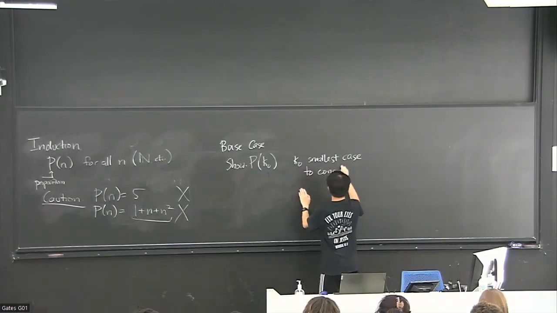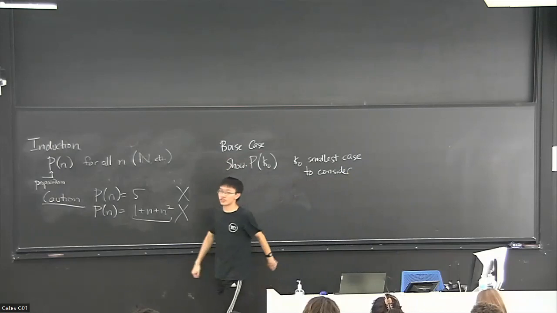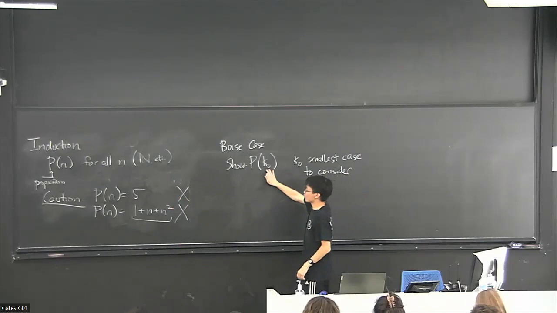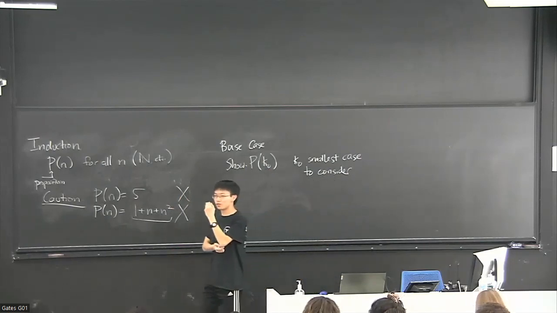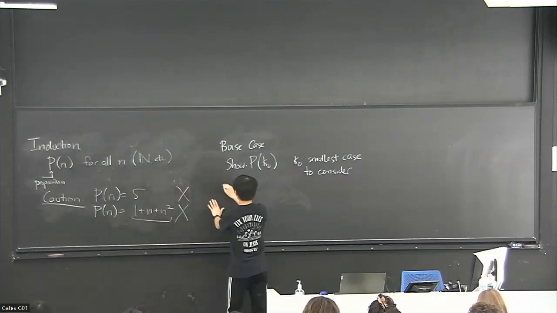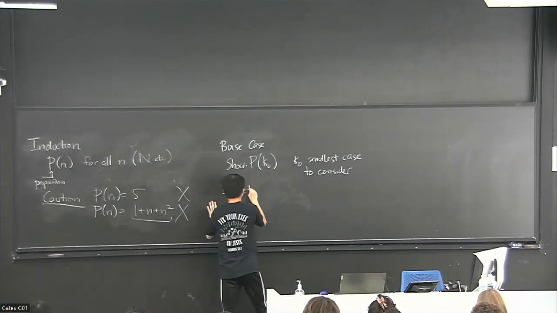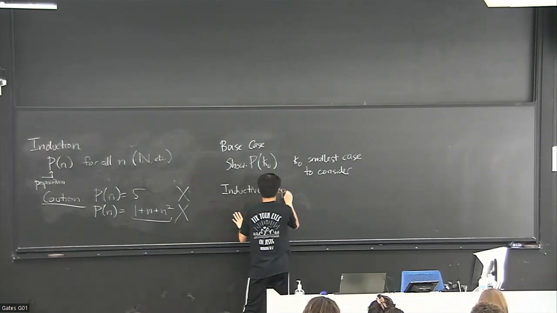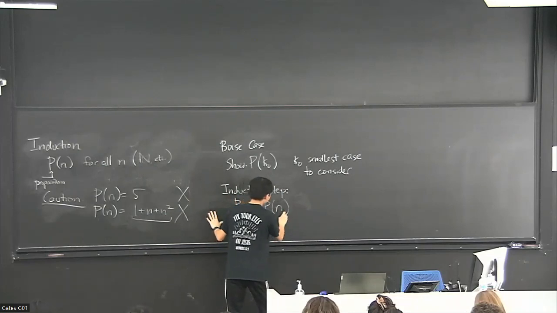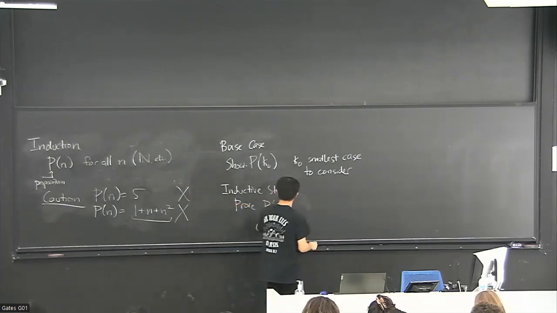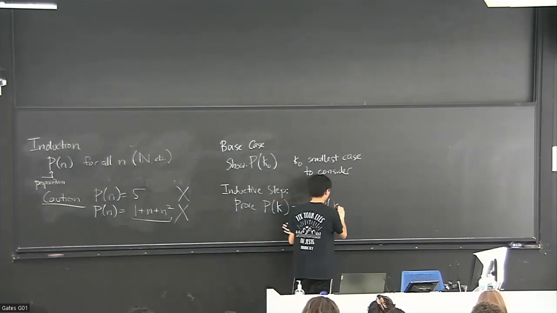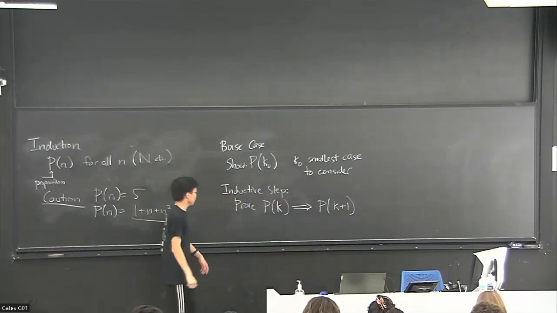So in other words, if you're going to show P of n for n greater than or equal to 10, you want your base case to be 10. This K0 is like the smallest value of n that you need to consider, and you need to have an inductive step in which you prove P of k implies P of k plus 1.